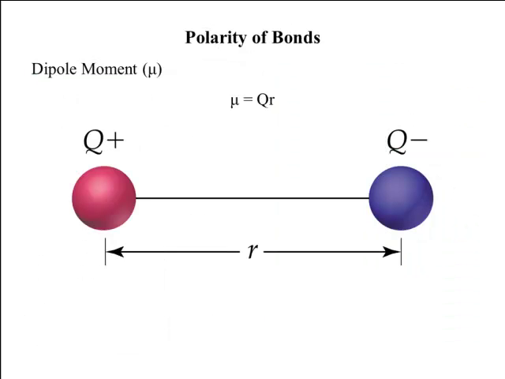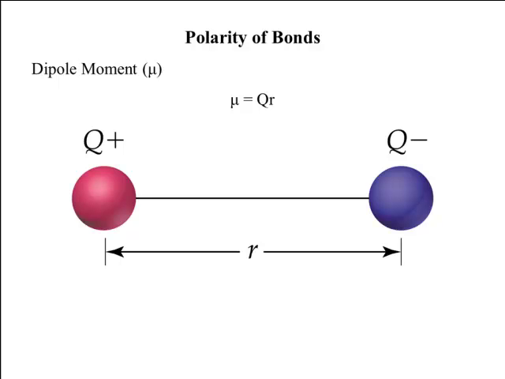Now, with this then, we have to worry about something called a dipole moment. All right, μ represents a dipole moment. It's equal to Q, the charge, times the radius. The main thing with dipole moments is that we want to be able to predict them. We want to know where we have a positive side and where we have a negative side. That's what dipole means.